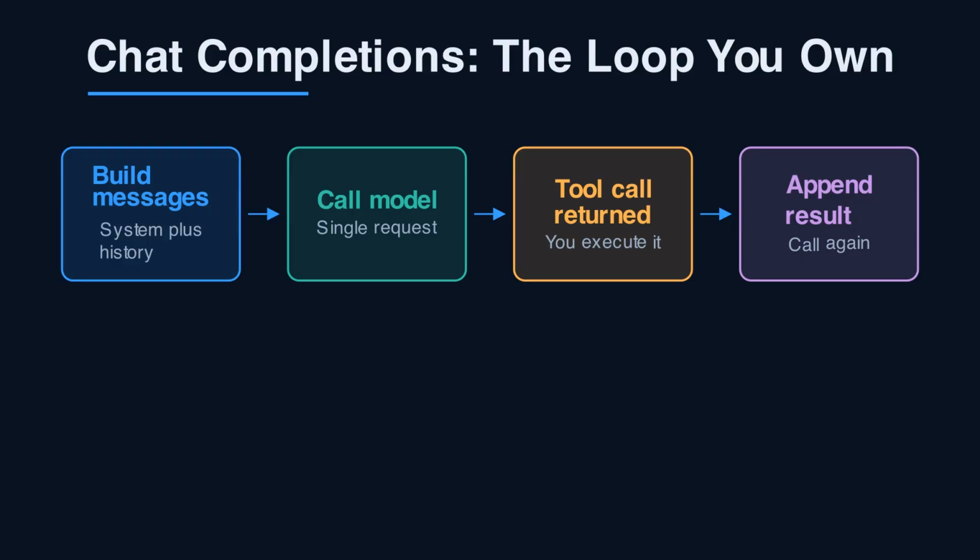The upside is total transparency. You can log every token, inject retrieval results exactly where you want them, cache aggressively, and switch models with a one-line change. Latency is predictable because there's one network hop per turn.